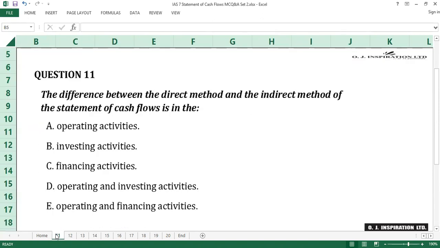The difference between the direct method and the indirect method of the statement of cash flow is in the A, operating activities, B, investing activities, C, financing activities, D, operating and investing activities, E, operating and financing activities. Time counts.